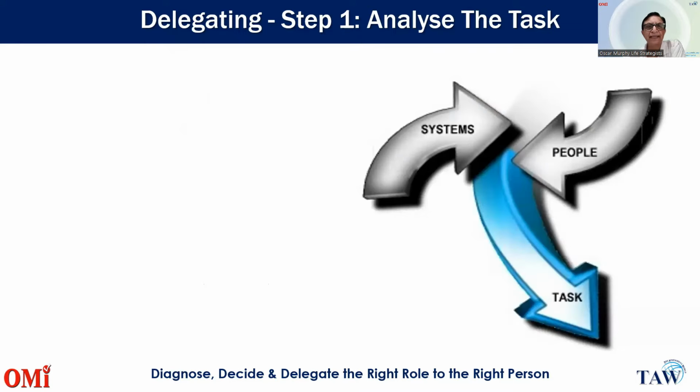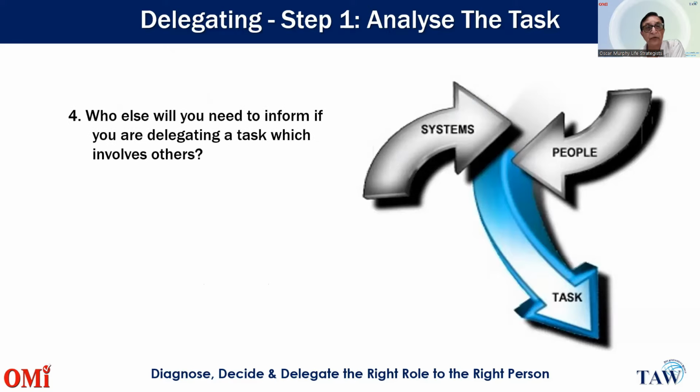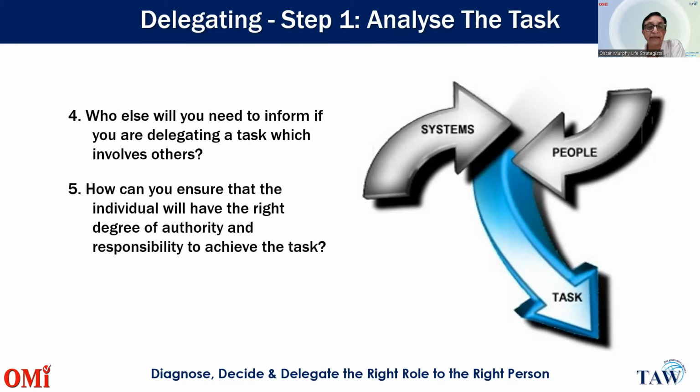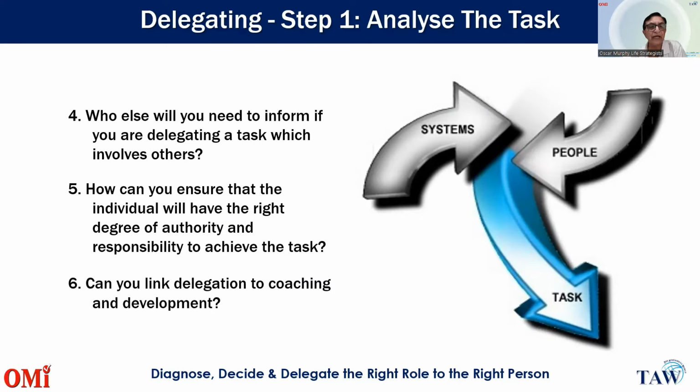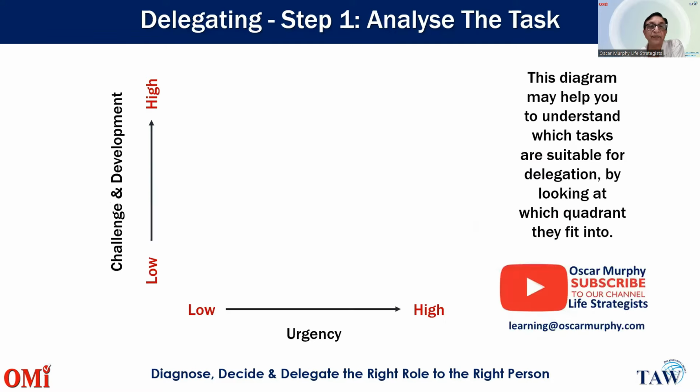When you say analyzing the task, 3 things are very important. It's the people, it's the systems, and it's the task. So who else will you need to inform if you're delegating a task which involves others? And there is a 5th point. How can you ensure that the individual will have the right degree of authority and responsibility to achieve that task? Can you link delegation to coaching and development? That is another very important question to find answers to.